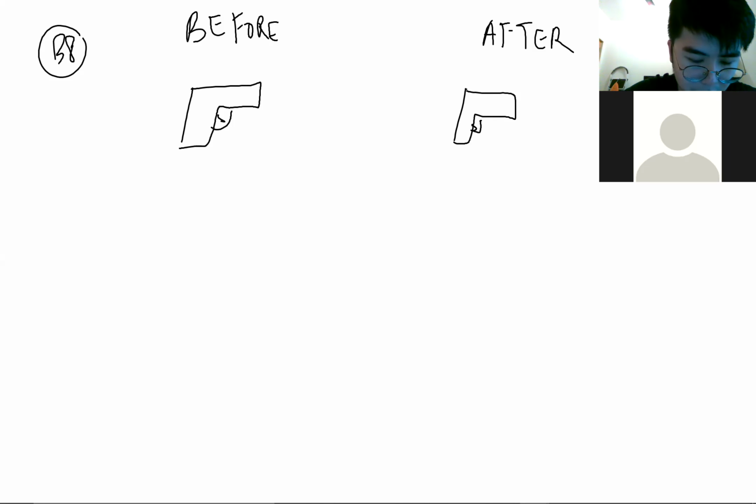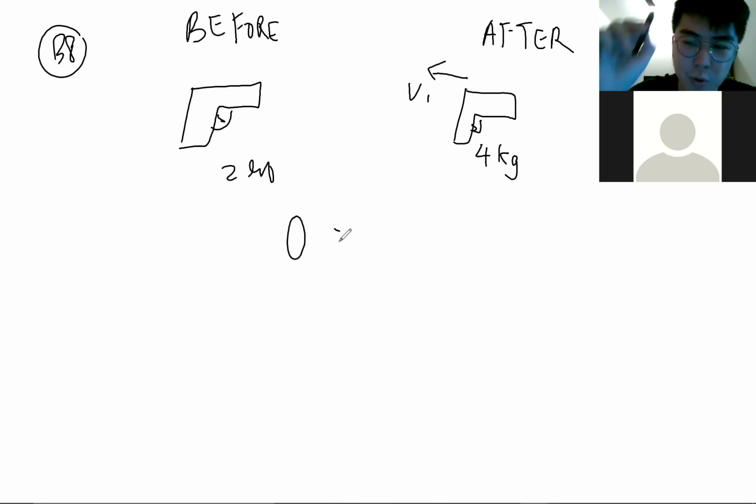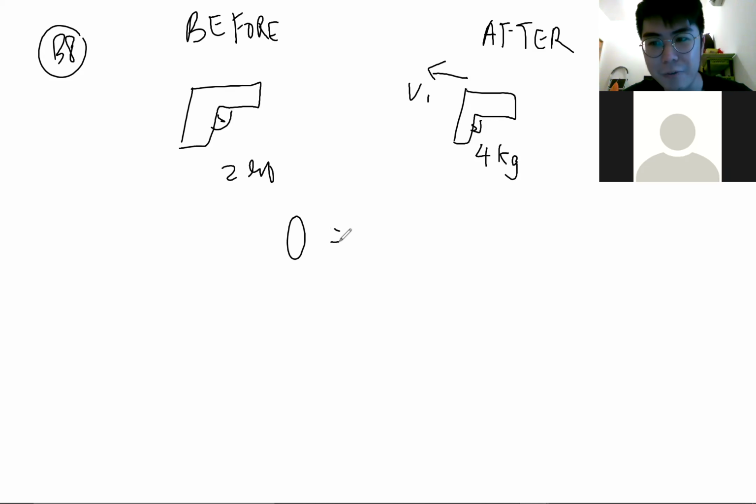Now after you open fire, your gun will recoil at a velocity of V1. And the mass of your gun is 4 kg. Okay, now applying the principle of conservation of momentum, meaning that total momentum before equals total momentum after. Now total momentum before is 0, right? So you put 0 equals the total momentum after. So you have to figure out what the total momentum after is.